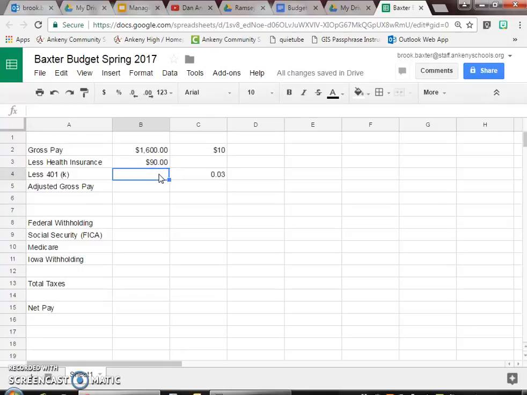and we are going to do another formula, equal, and we're going to take gross pay, so we're going to click on B2, times, which is shift 8, the percentage, which is C5, and enter.